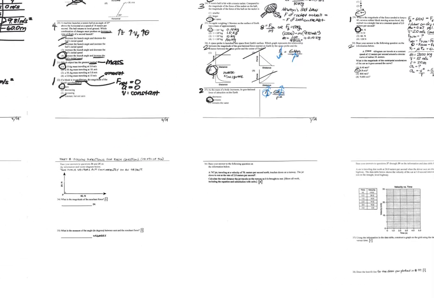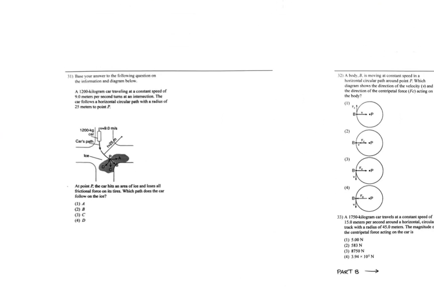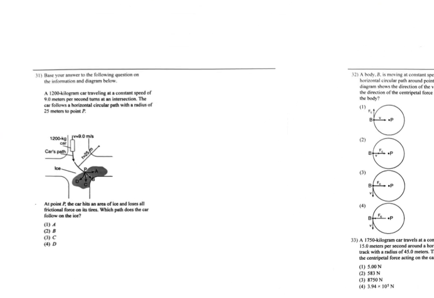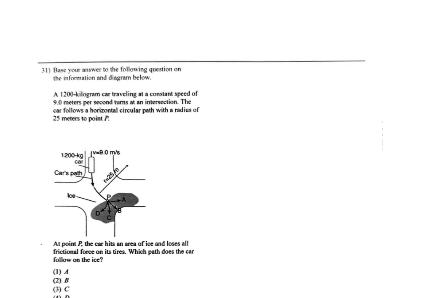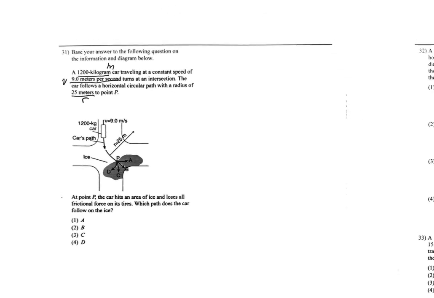Okay. We are almost done with the multiple choice. Here we have number 31. It gives us a bunch of information. It gives us a mass and it gives us a speed. Let's mark up the problem. We know the mass of the car. We know the speed of the car. We know the radius of the circle. We know a lot of stuff.